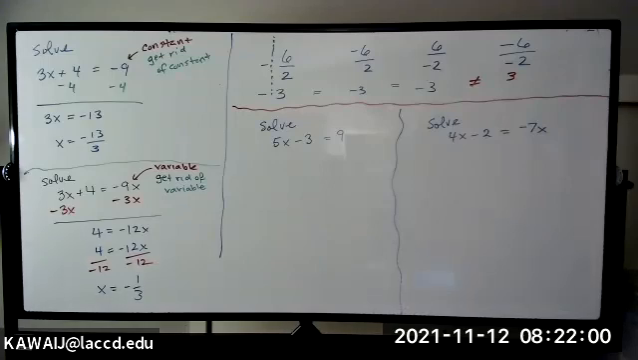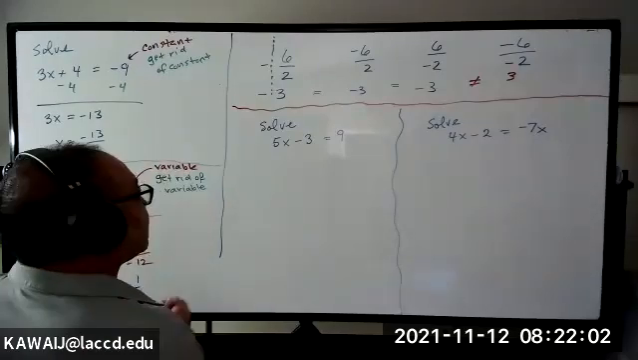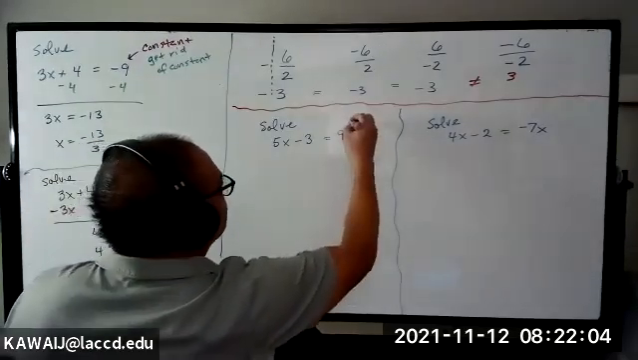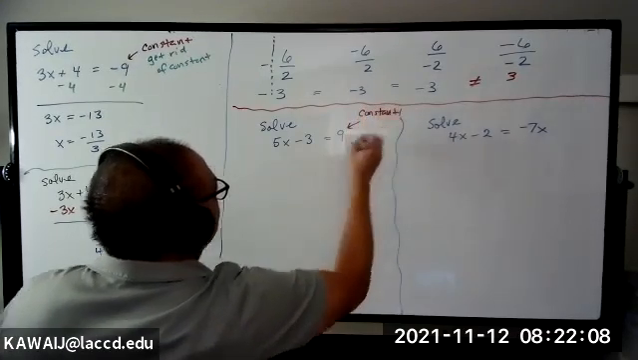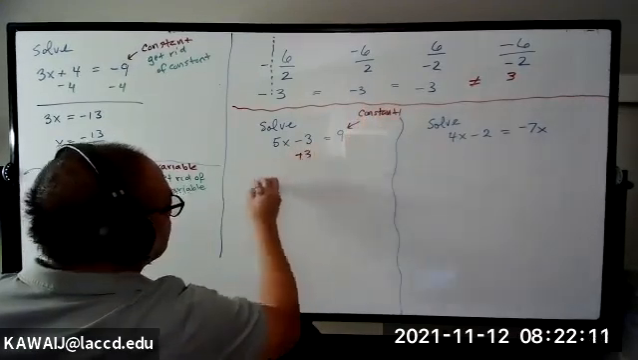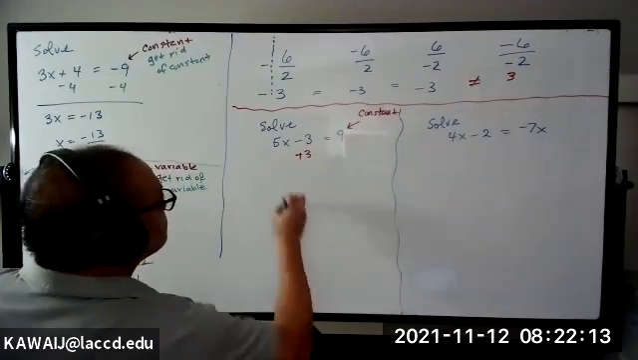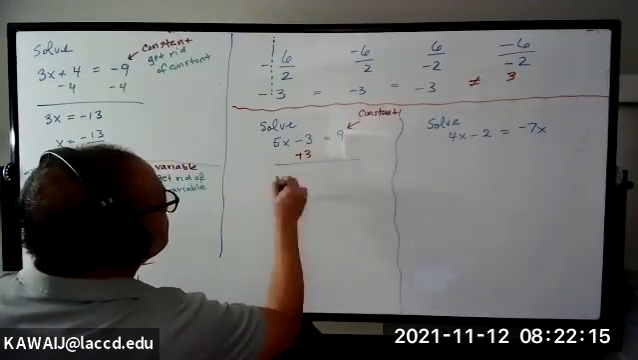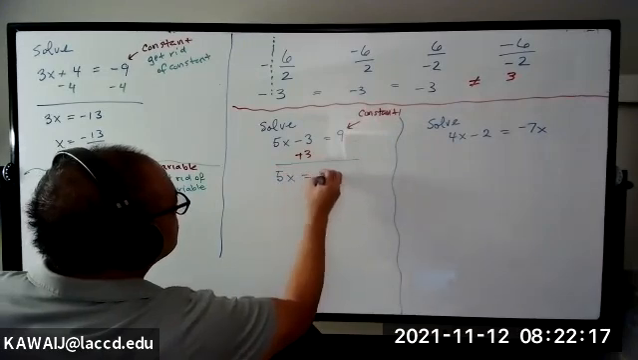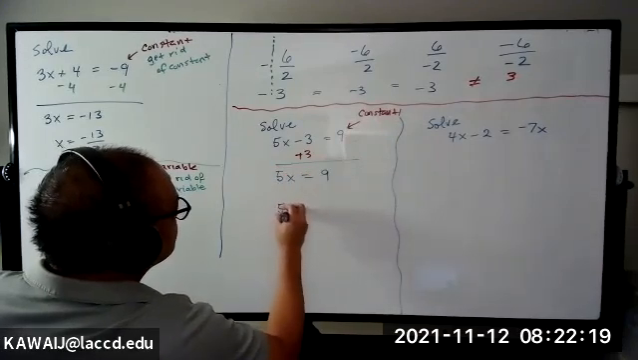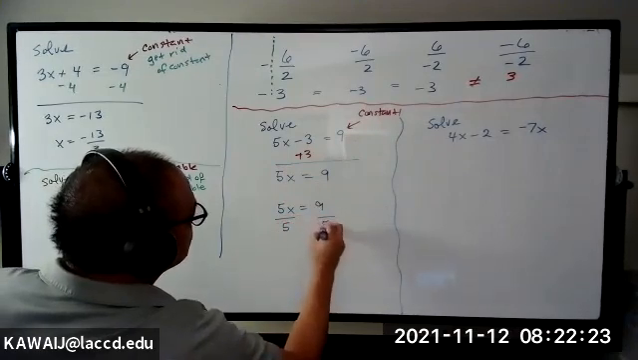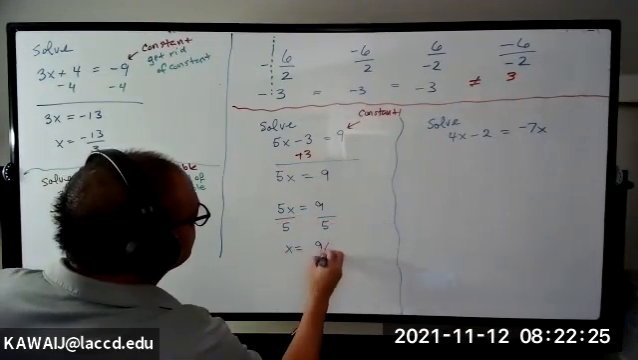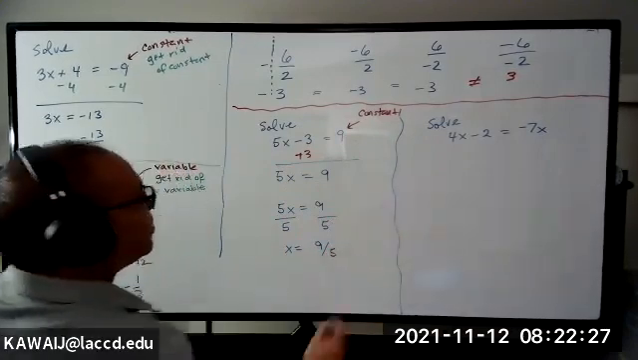So remember that thing that tells you what to get rid of is this side over here. So this is a constant. So I'm going to get rid of the constant. Give you a minute to try that one.